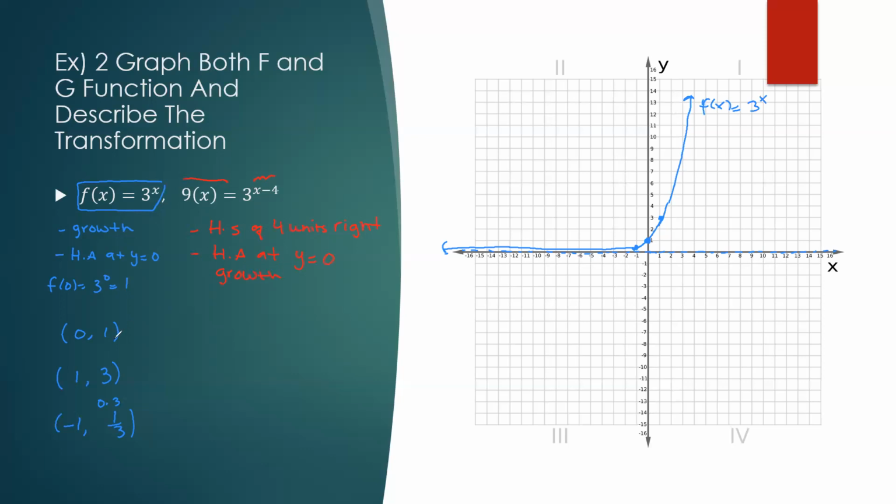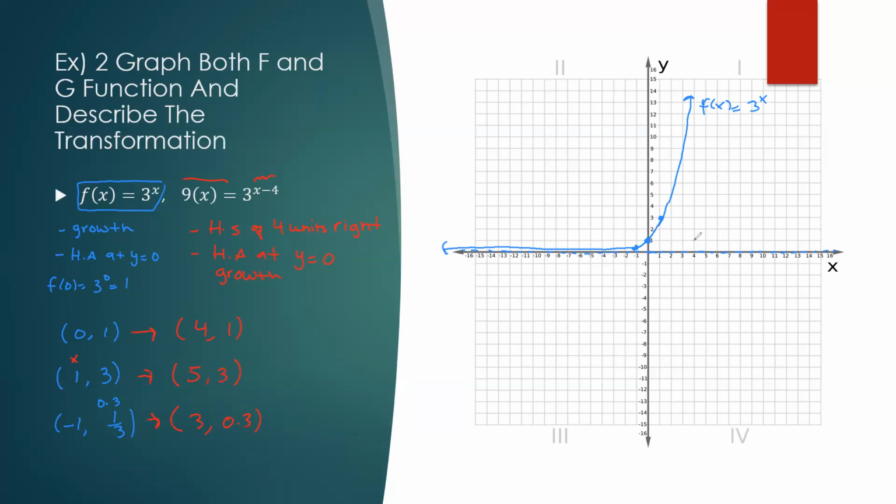We're gonna start with these previous points, and then because all we have is a horizontal shift of 4 units to the right, what that means is you're just gonna add 4 to the x value. So starting with 0, 1, it will now become 4, 1, because all you did was add 4 to the x value. 1, 3 would be 4 plus 1 would be 5, 3. And then negative 1, 0.3, that would be 4 plus negative 1 is 3, 0.3. There you go. That's it.